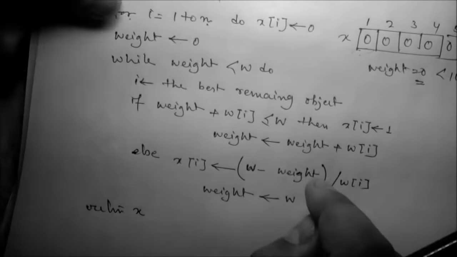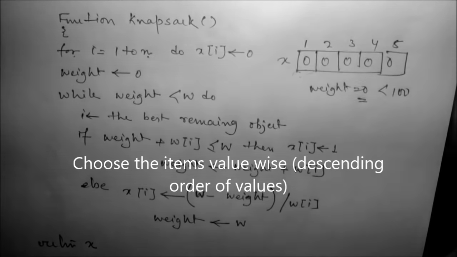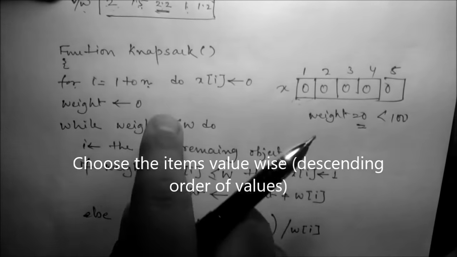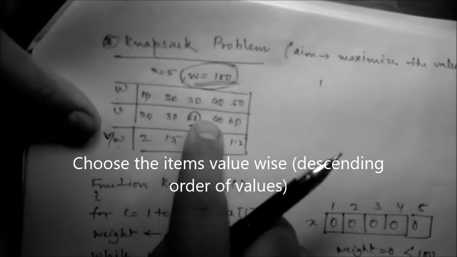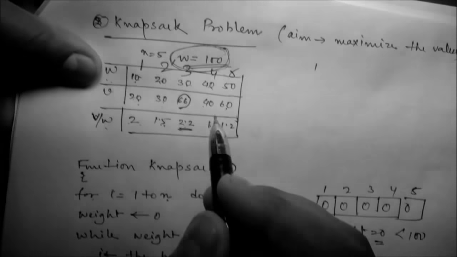Now the first approach is the maximum value first. So first we have to choose the maximum value. I select the best remaining object. So the best remaining object is which one? This one, the third one.